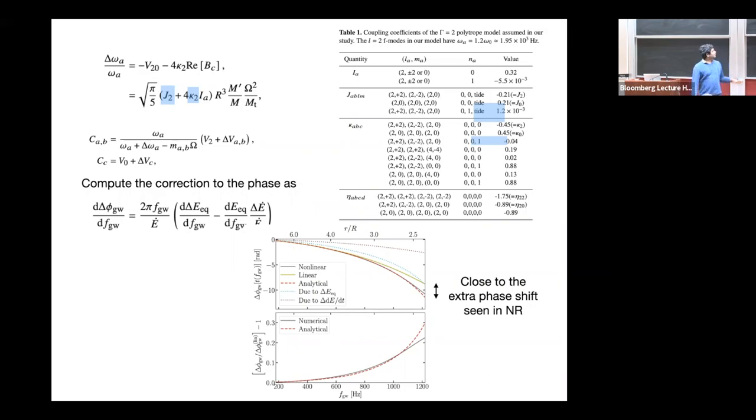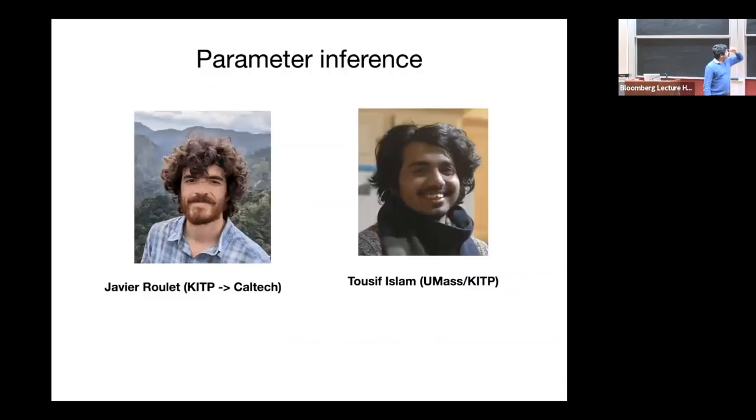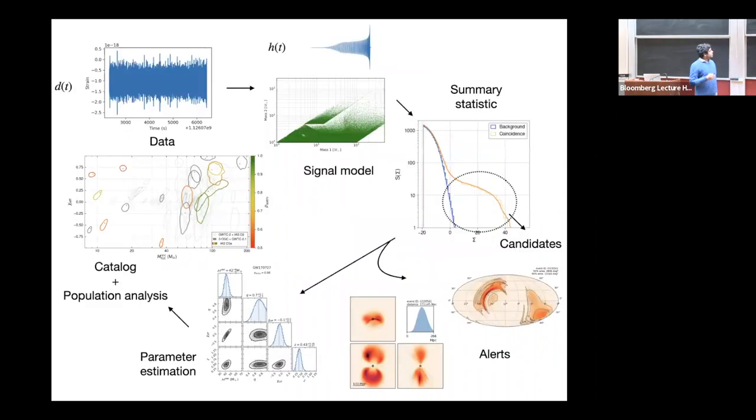Right. Okay, in the last part, I will very quickly talk about a different thing. So this was theoretical, and the second thing is, let's say you have these events as we have now. We want to improve the process by which we infer the parameters of these events from data. This is work led by postdoc Javier Rolle and grad student Tosif, who was visiting. This is just an overall workflow of how something goes from data to detection to where various people start taking pieces from it.